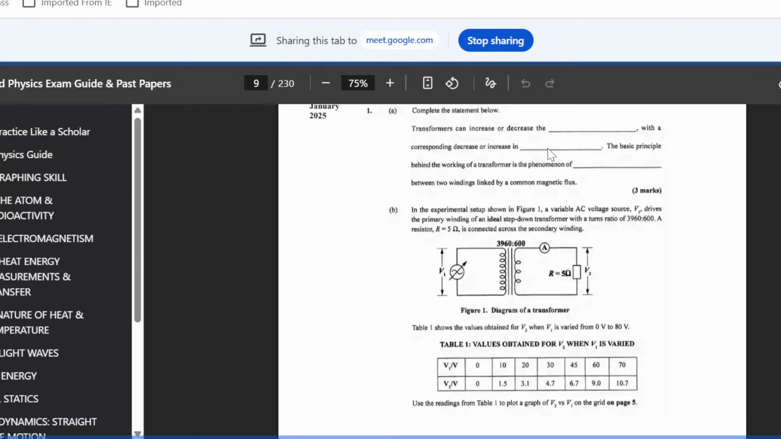Sir, couldn't it be either? Because both of them are directly proportional. The current and the number of turns? Yes, sir. It could be either of them because both of them are directly proportional to voltage. No, only one of them is directly proportional. One of them is inversely proportional. So current is inversely proportional.